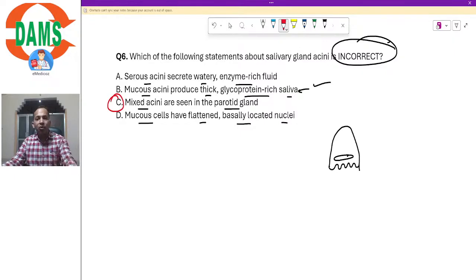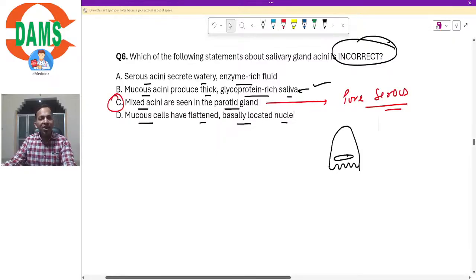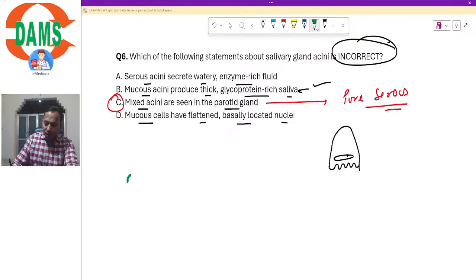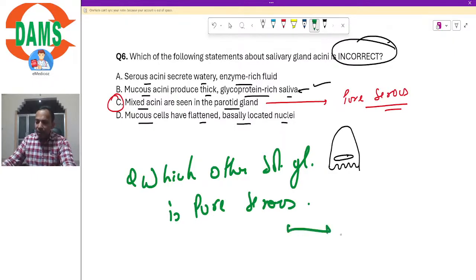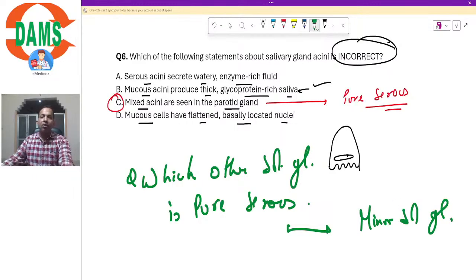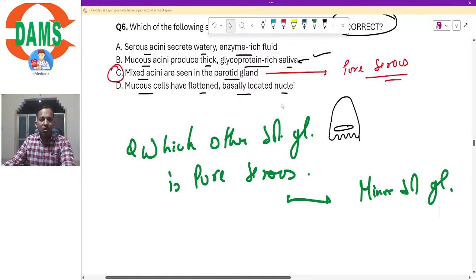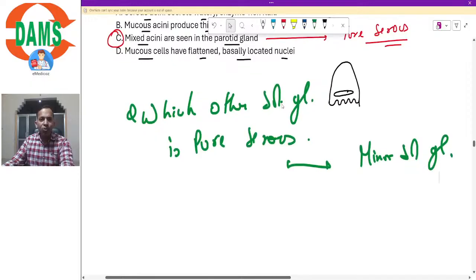That is mixed acini seen in parotid gland, because parotid gland is pure serous, isn't it? It is pure serous. Can you tell me which other salivary gland is pure serous? Hint, it is a minor salivary gland, right? So this is your hint. So think about the gland which is pure serous apart from parotid till we complete this question here, right?